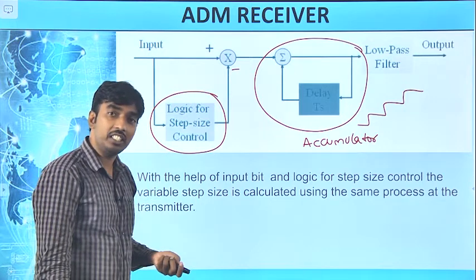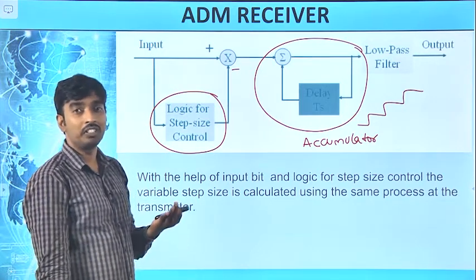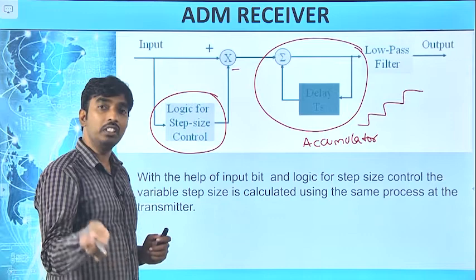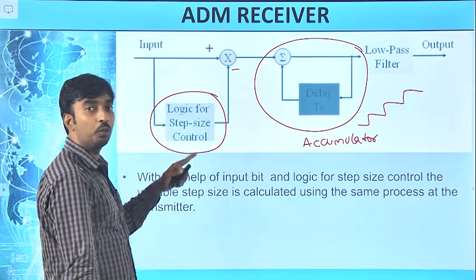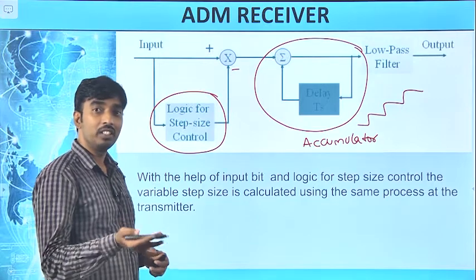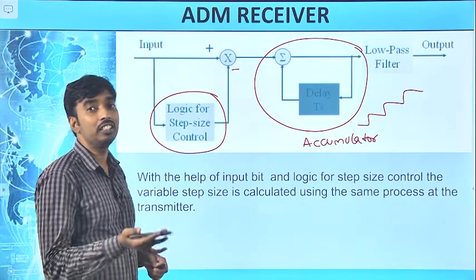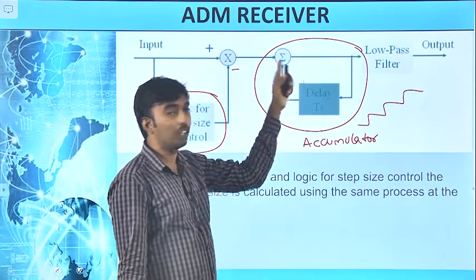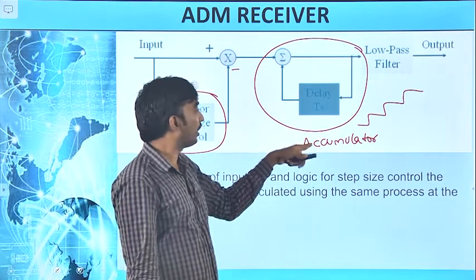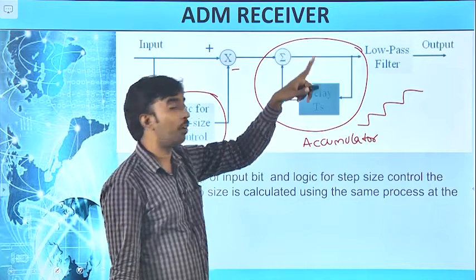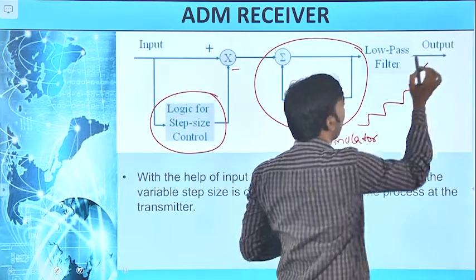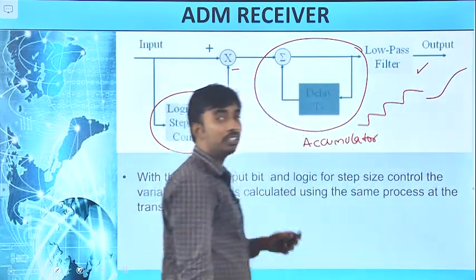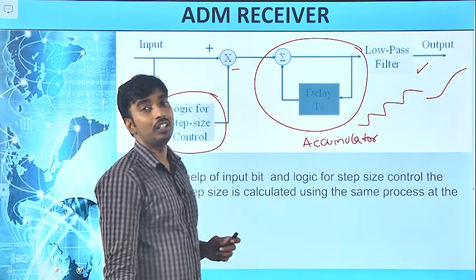Whereas how we have increased the step size when the slope of the input is high, and how we have decreased the step size when the input signal is constant, by using the same logic at the receiver, we are going to eliminate the changes we have done at the transmitter side, right? After eliminating this, I am giving it to the delta modulation accumulator part, and from this accumulator output I get the staircase waveform, and I am giving it to the low pass filter, right? The low pass filter will smooth the staircase waveform and give the original message signal, right?